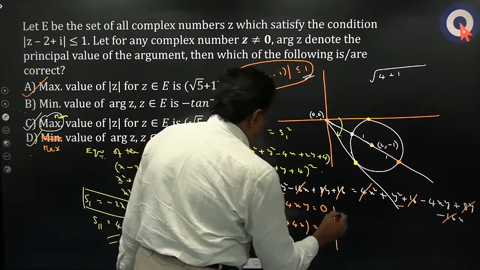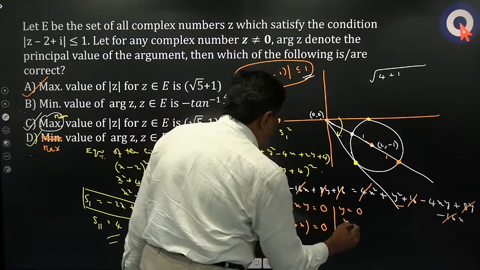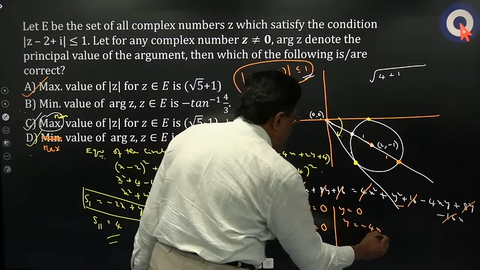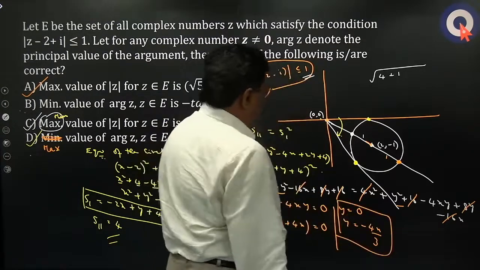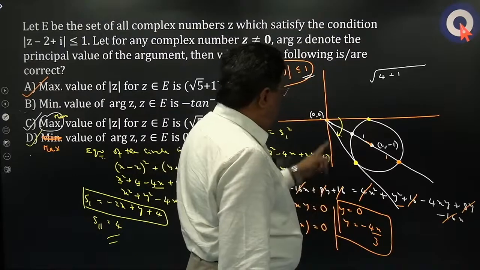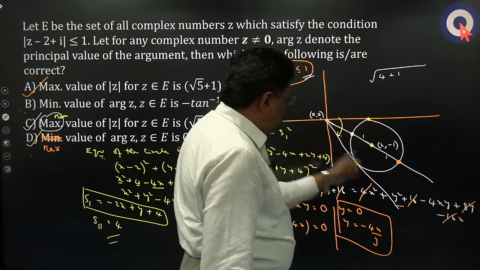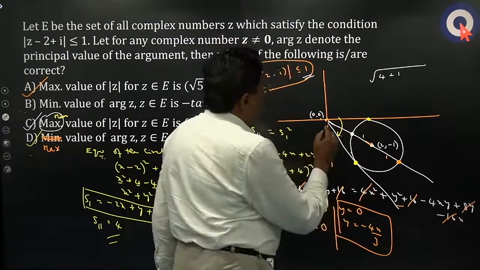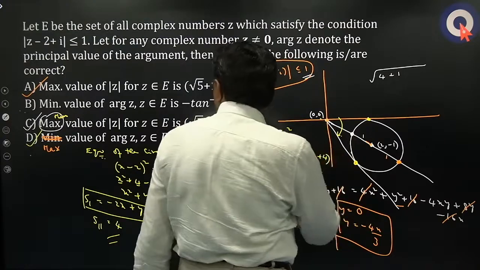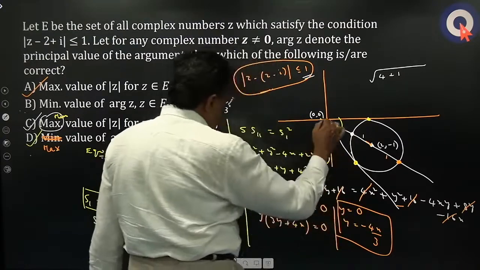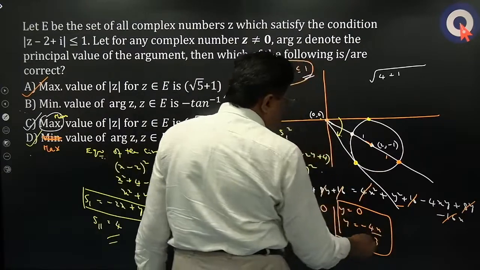So out from this, y is equal to 0 is one tangent and y is equal to minus 4x by 3 is another tangent. You can see here y is equal to 0, of course the x-axis is one tangent and y is equal to minus 4x by 3, that is this line, and therefore arg of minimum value of argument is the slope of this line. Basically the slope of this line is minus 4 by 3.